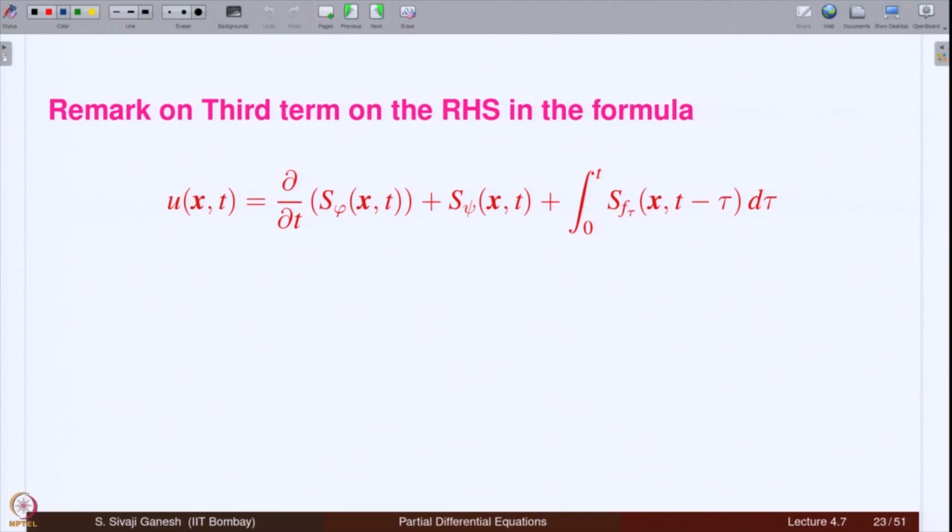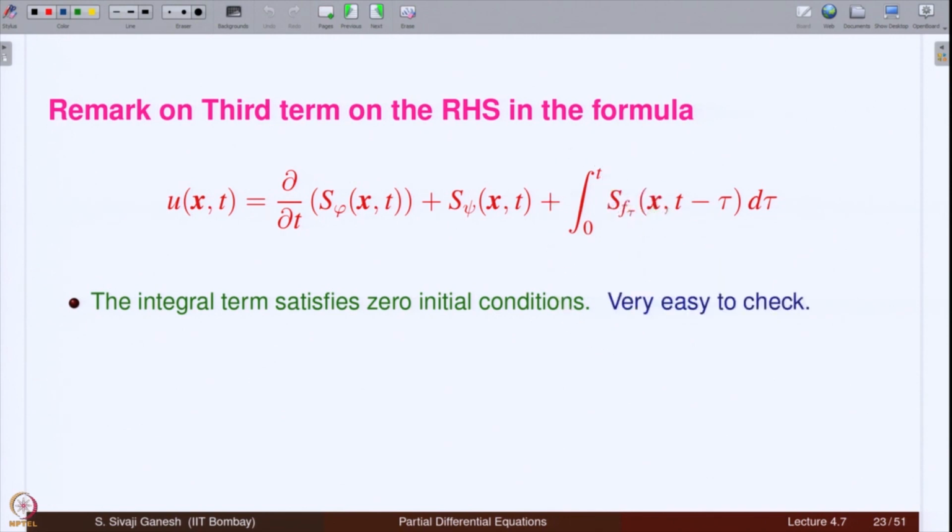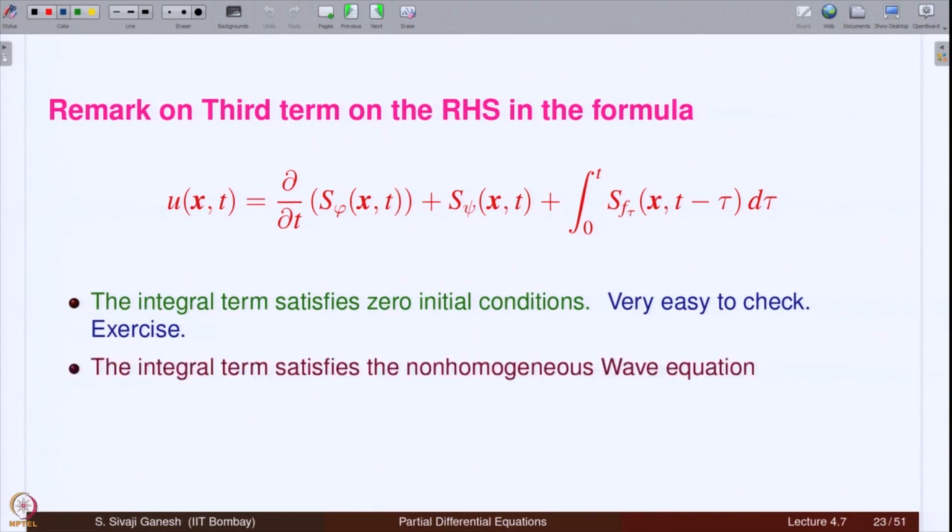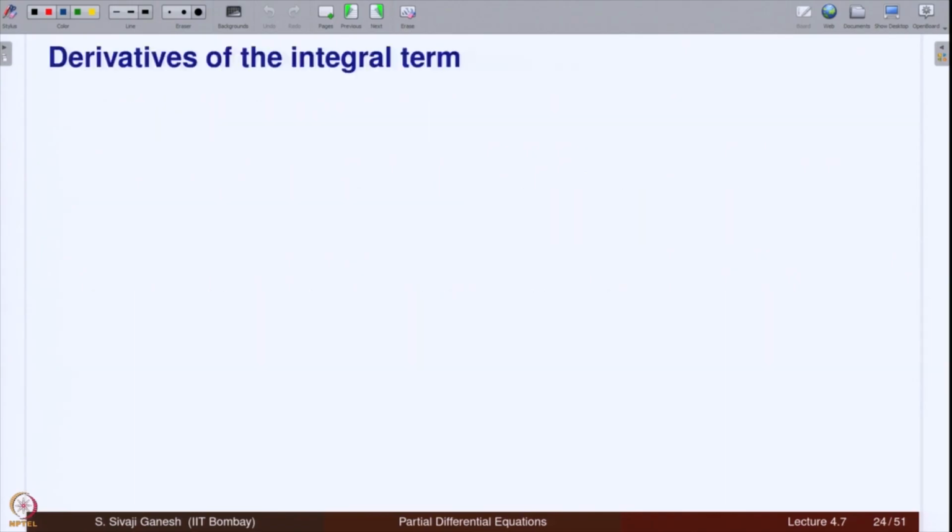Now, we have to concentrate on the third term. What about the third term? The integral term satisfies 0 initial conditions, because if you check t equal to 0, the integral collapses, there is no integral, so it will be 0. Check that the derivative is also 0; I leave that as an exercise, very easy to check. So, what remains to really check is that this satisfies the non-homogeneous wave equation. Then we would have proved that this is a solution to the non-homogeneous Cauchy problem. Let us do this checking.